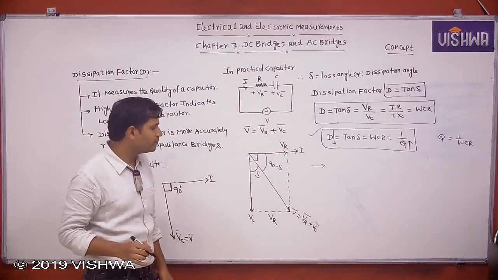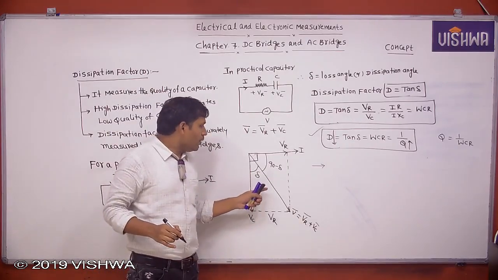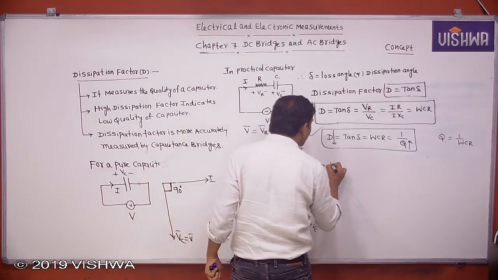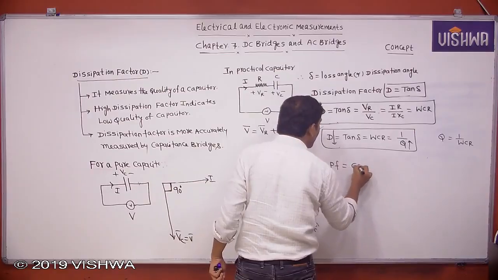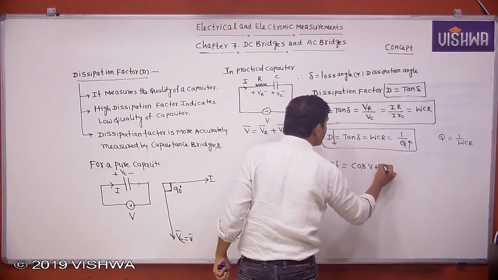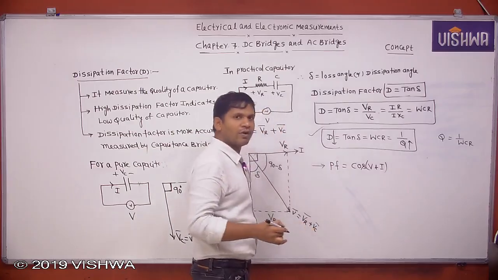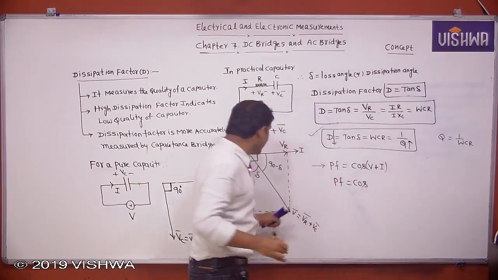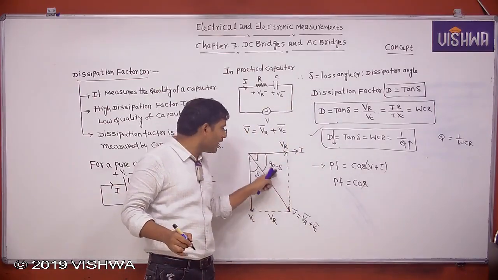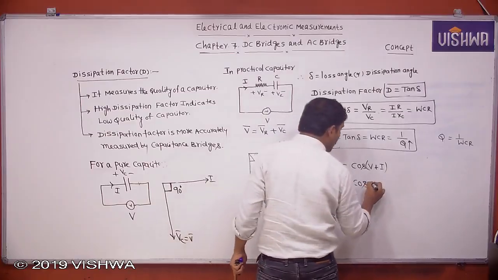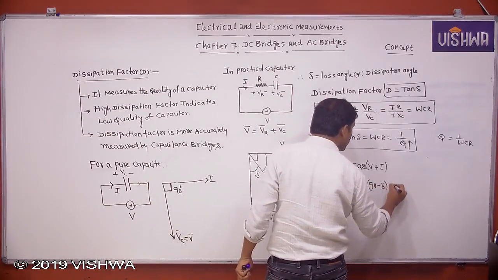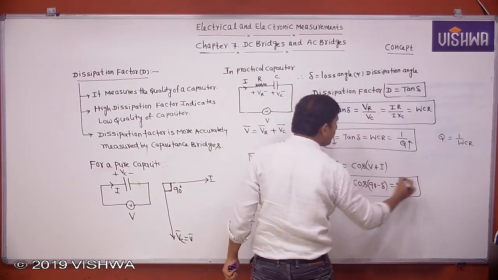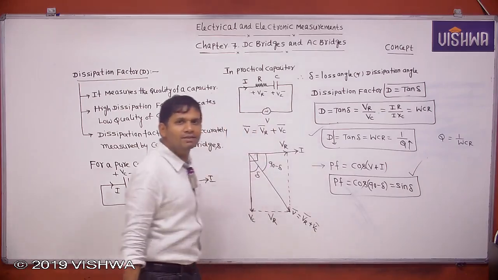One point to remember. Here we can define the power factor also. What is the fundamental definition of power factor? Power factor equals cos of the angle between voltage and current. Therefore, power factor equals cos of the angle between voltage and current here. This is voltage, this is current. The angle is 90 minus delta, so you write cos of 90 minus delta, which equals sin delta. Very important: if the dissipation angle is given, power factor equals sin delta. It is not cos delta.